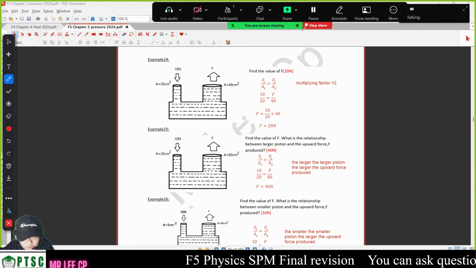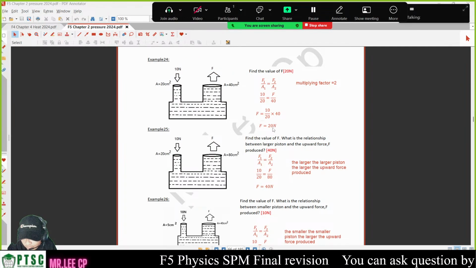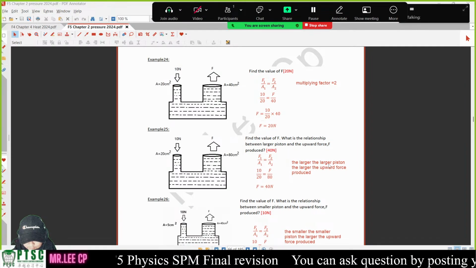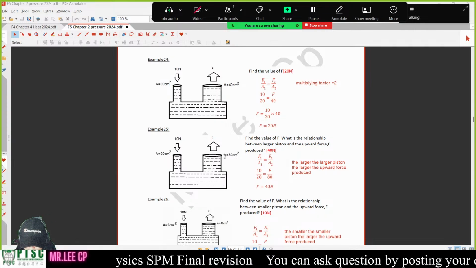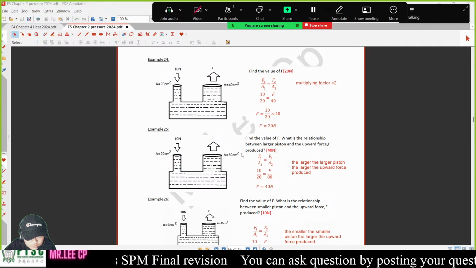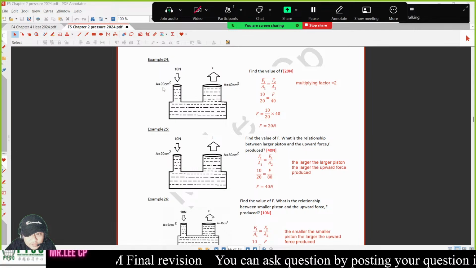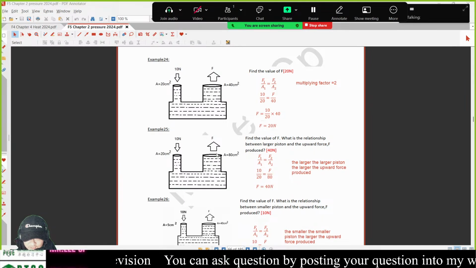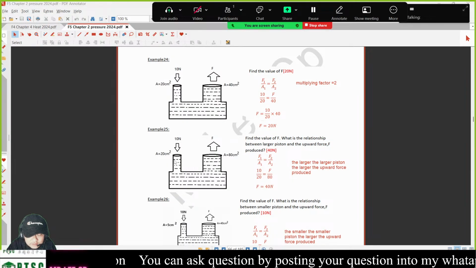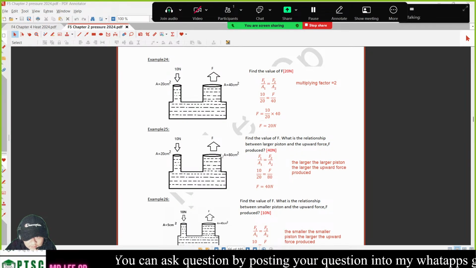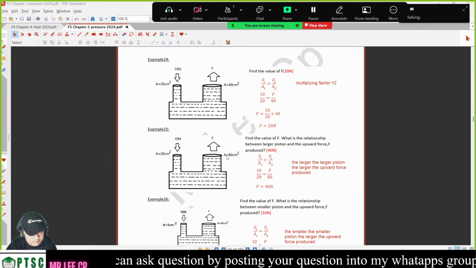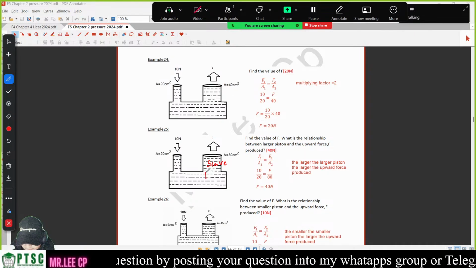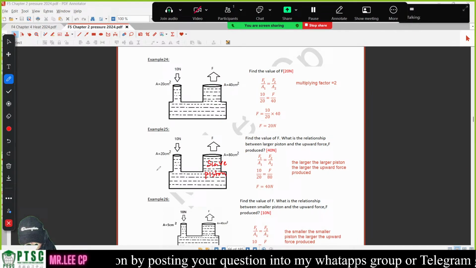Now you need to know, the larger the piston, the larger the upward force. The pressure is the same. Pressure 10 over 20, 10 over 20, so the pressure is the same. Teacher, this one is getting bigger. The pressure is still the same as this one. But the multiplying factor is bigger. Why? Because we call this one the slave piston. This one is called the master piston.